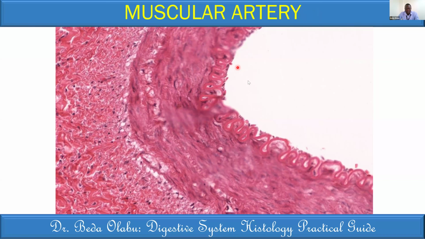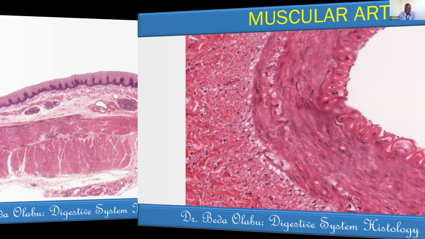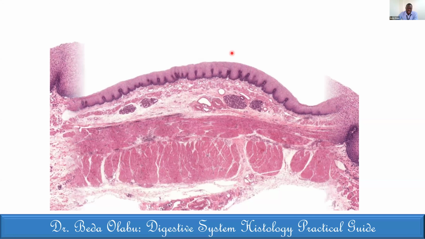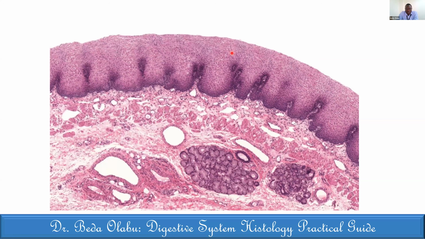Okay, another slide. So this is a transverse section of a gut wall. Now that one, believe me, it's a gut wall, transverse section. This is the lowest magnification. I'll give you another magnification. That's the second magnification. So the lumen is this side. You move like that.